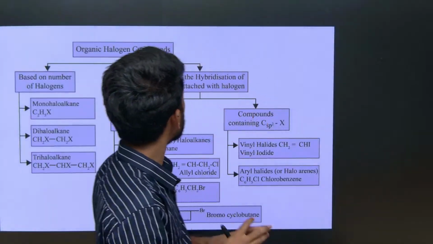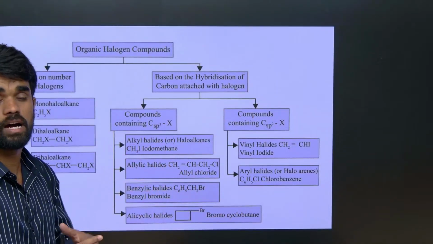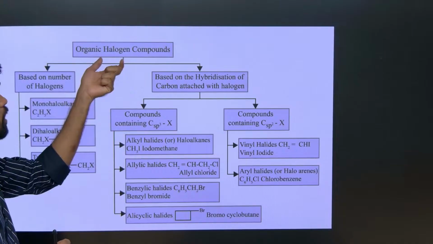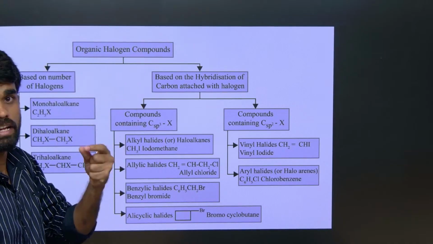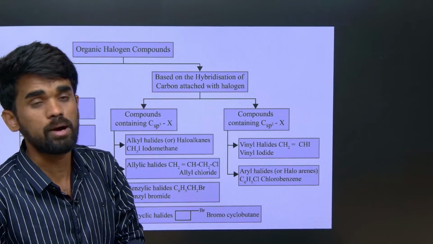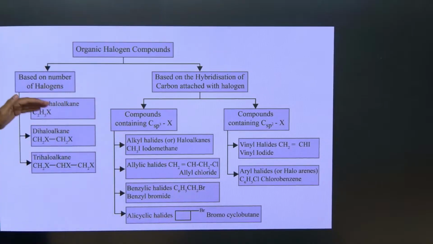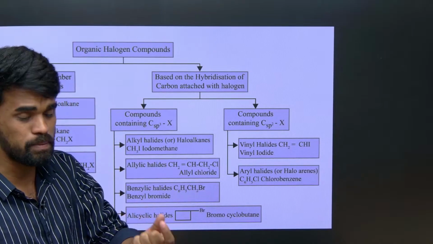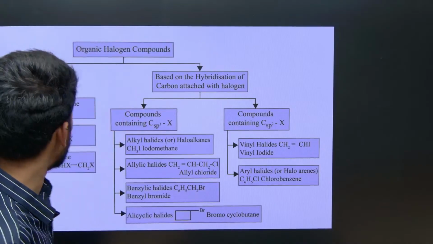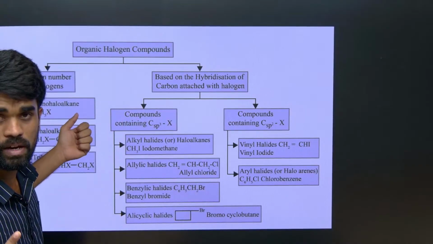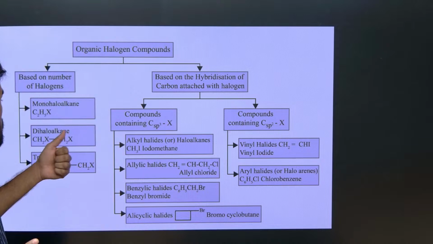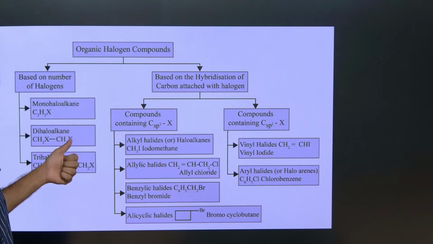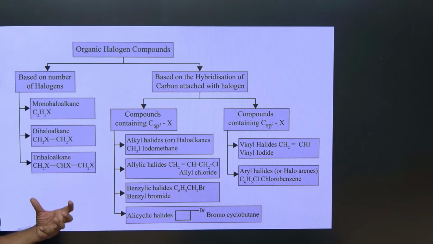So first, let us classify halogen compounds. Organic compounds which contain halogen atoms can be considered to be halogen compounds. Based on the number of halogen atoms present in a given compound, if it is only one halogen atom, it will be monohalogen. If it has two, it is dihalo. If it is three, trihalo compound. Like that, we can say polyhalogens.